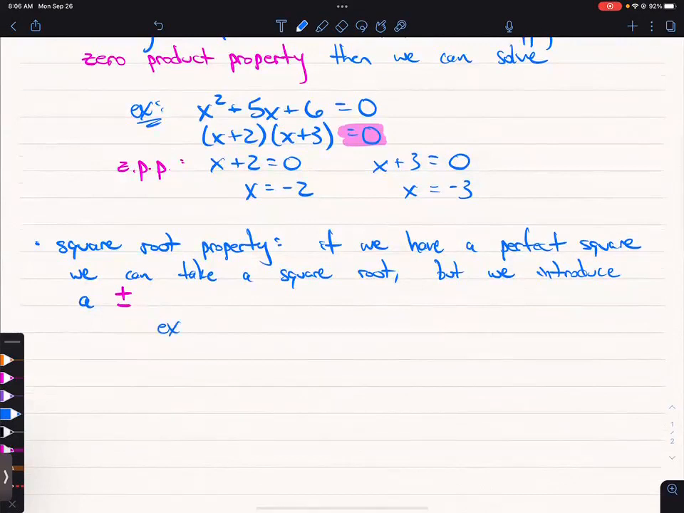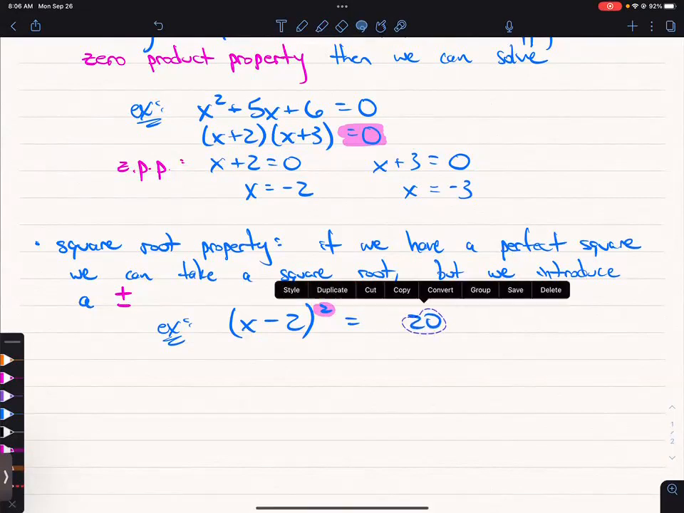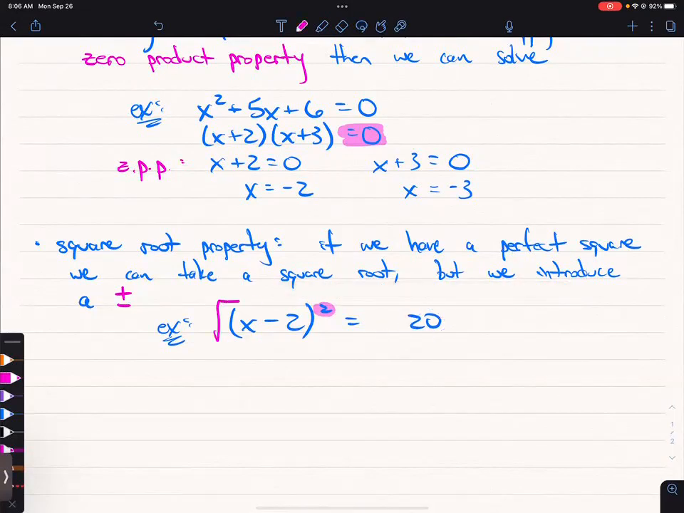So for example, if (x − 2)² is equal to 16, maybe. No, let's make that 20. The thing I'm looking at here is that the left-hand side is a perfect square, right? That's the part that matters. So because the left-hand side is a perfect square, if I take a square root, those are going to cancel, right? Left-hand side would just be x − 2.